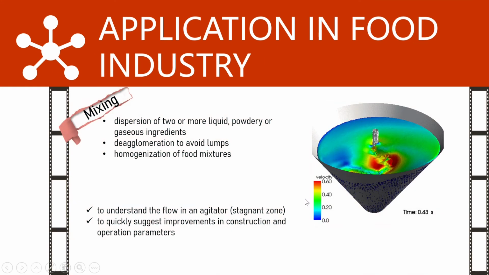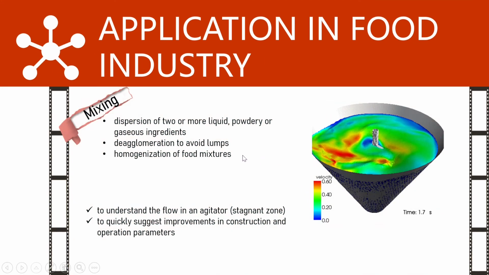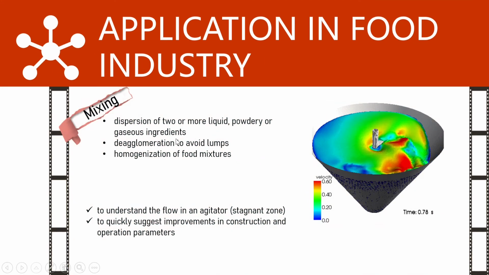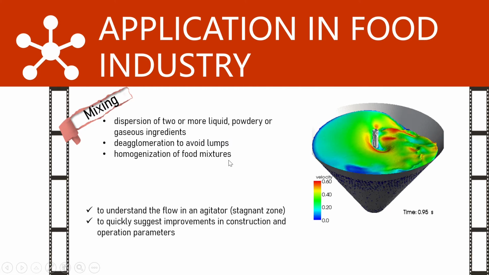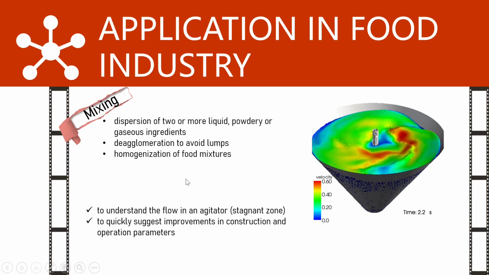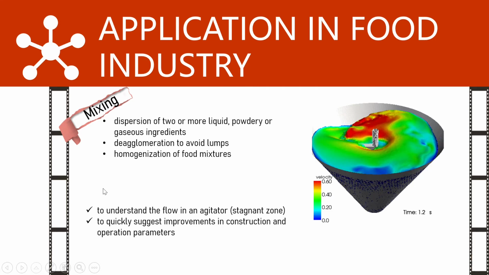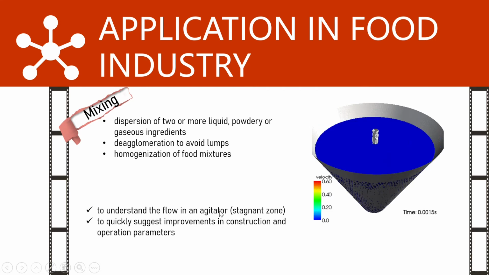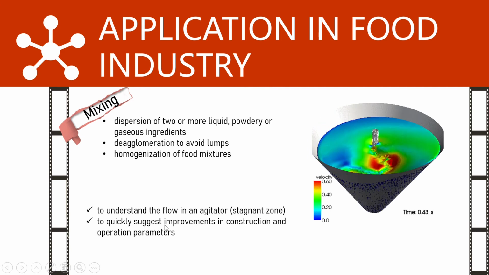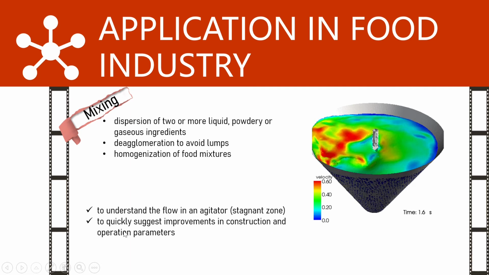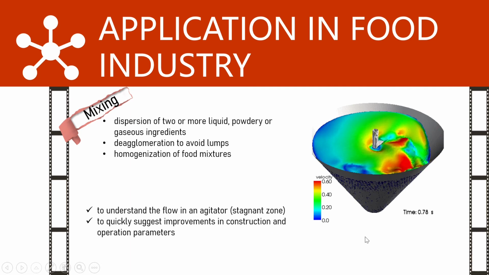The simulation can be applied for mixing process, for getting dispersion of two fluid, powdery, and gas ingredients, and for obtaining a homogeneous final product. The analyses will show the expected mixture quality after the simulation process, as well as the areas of the design where stagnant zones are likely to occur. Thus, this can be used to quickly suggest improvements in construction and operation parameters.